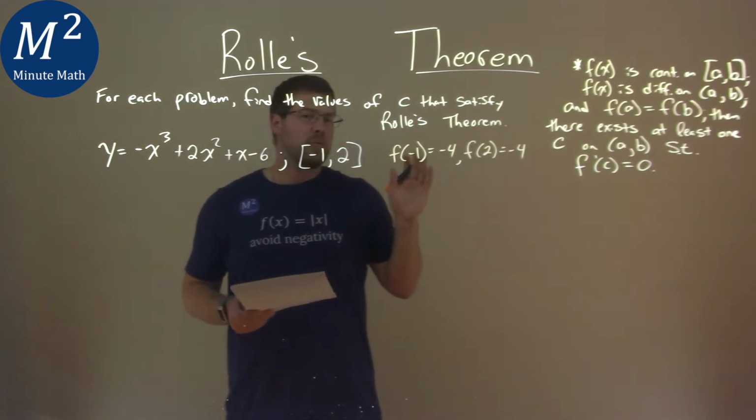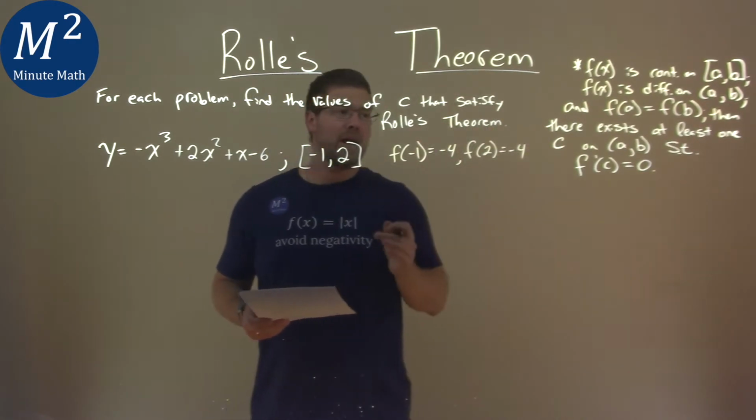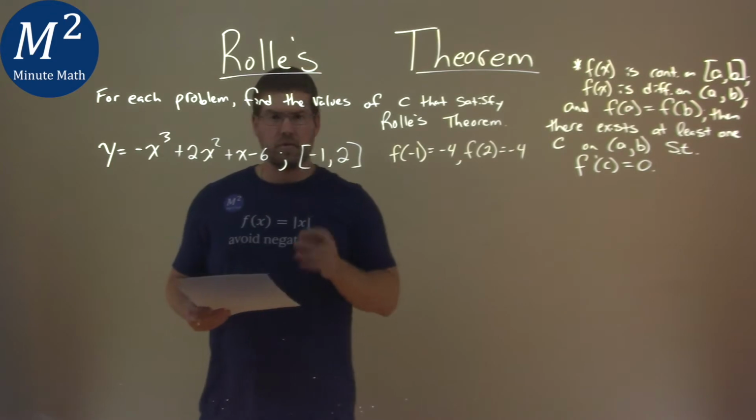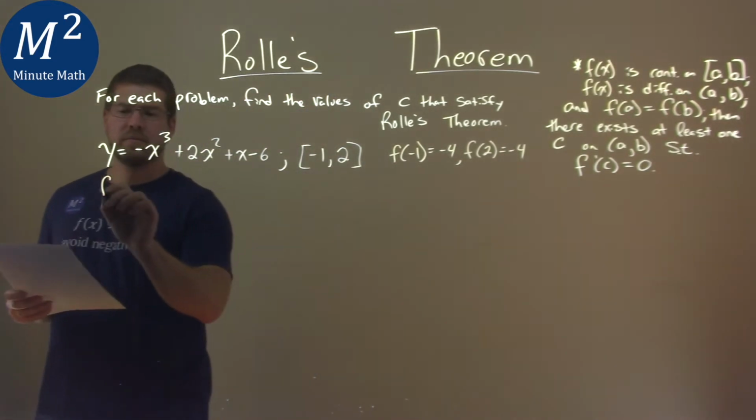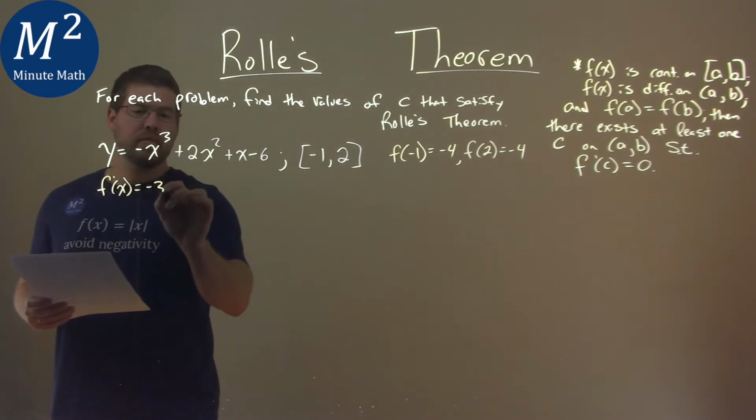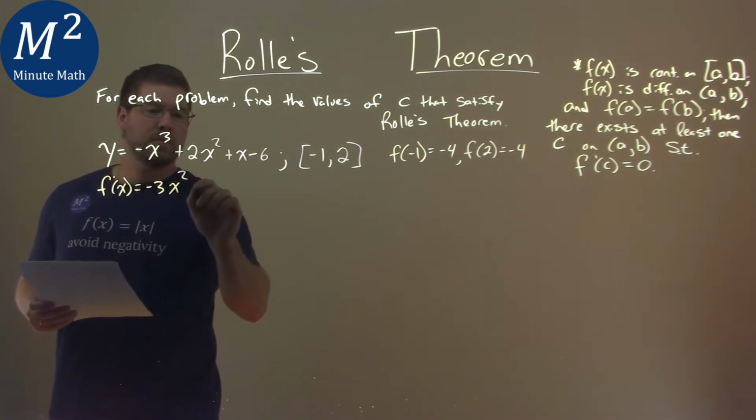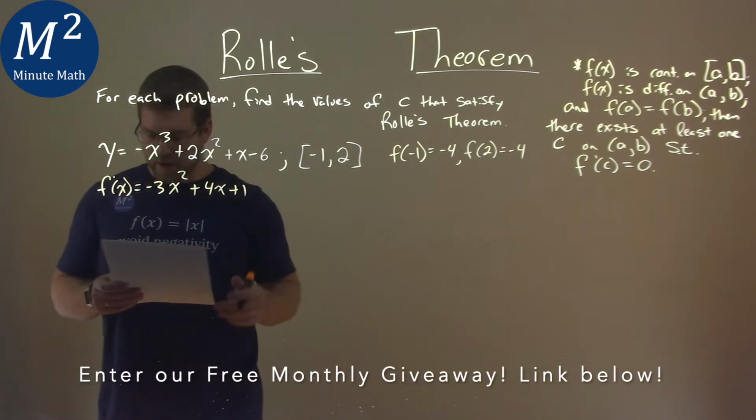So they tell us here with Rolle's theorem there exists at least one value of c on our interval such that f prime of c is equal to 0. So let's go find that. First thing I want to do is find my derivative. f prime of x is just a bunch of power rule here: -3x squared, 2 times 2 is 4, plus 4x, then plus 1 here. Okay.